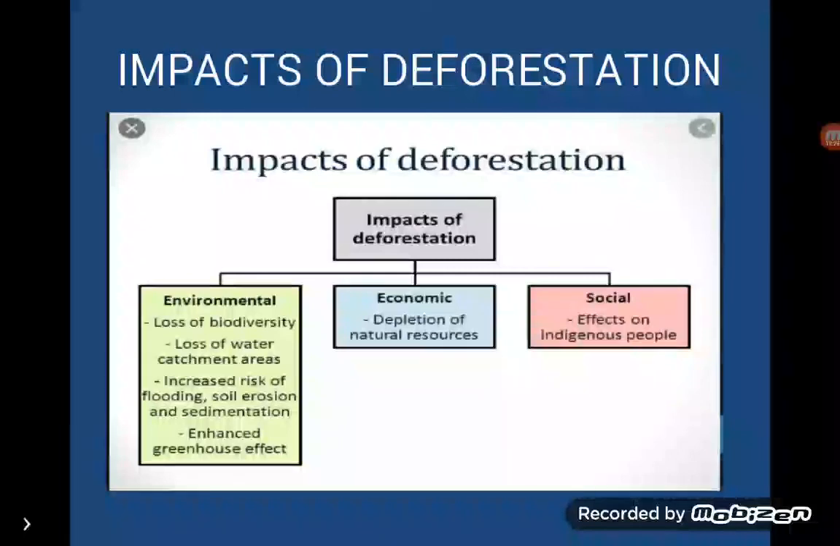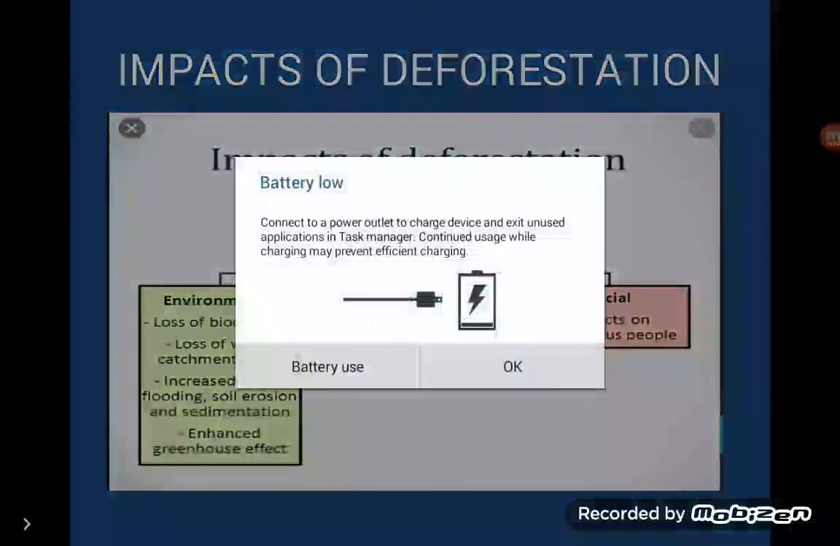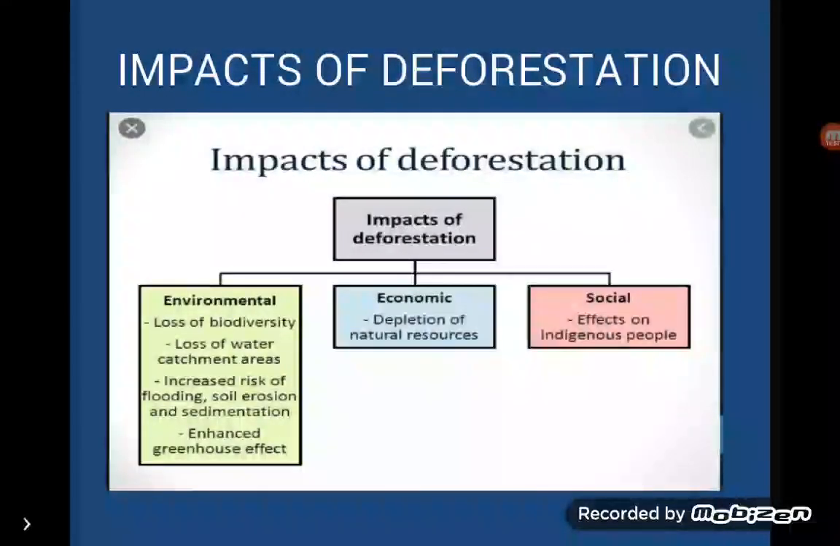As we have already discussed, forests absorb carbon dioxide and give out oxygen, that is why forests are called the green lungs of nature. And when deforestation occurs, it enhances the greenhouse effect. Economic impact: depletion of natural resources. And social effects on indigenous people.